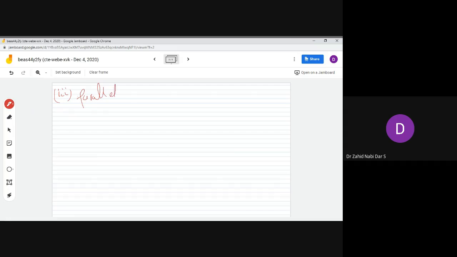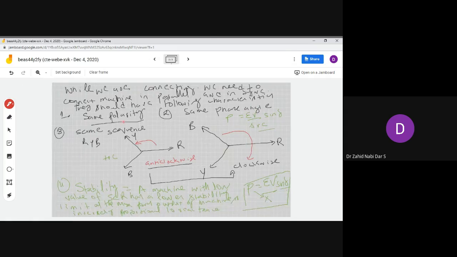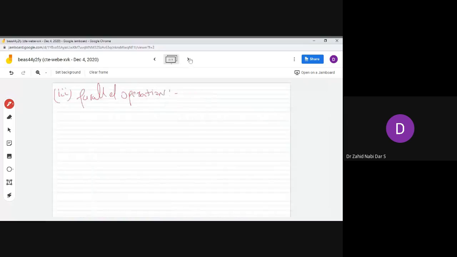Parallel operation. So we essentially saw the conditions for the parallel operation, same polarity and so on. So how does it affect? What will happen if a machine has a low value of SCR? Machines with a low value of SCR are difficult to operate in parallel.